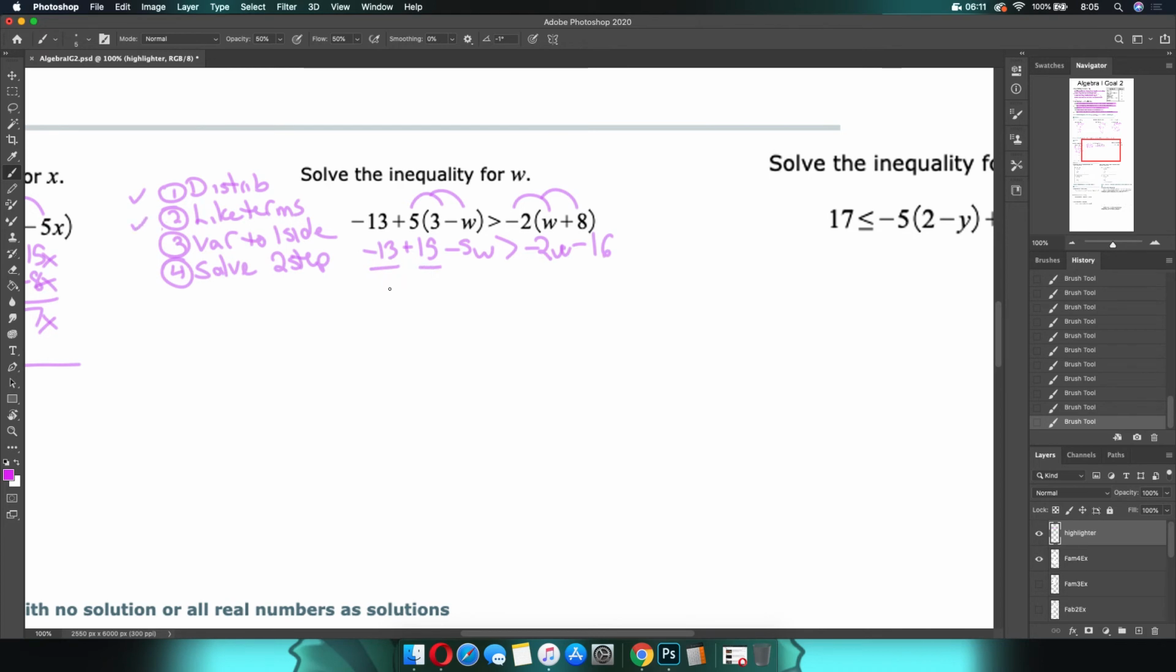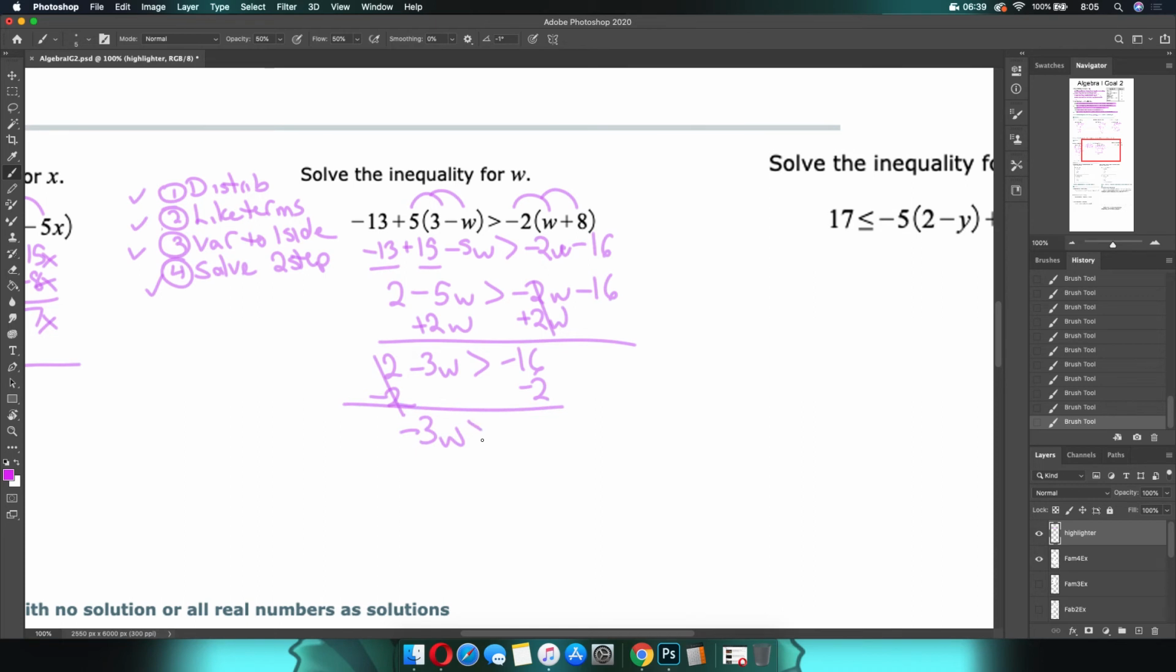15 and 13, that's going to be 2 because they're opposite signs, which means we subtract. 5w greater than negative 2w minus 16. All right, next up, variable to one side. Eeny, meeny, miny, mo. Let's move the 2w, plus 2w. So 2 minus 3w greater than negative 16. And now we have our two-step. So minus 2 cancels. 3w is greater than negative 18.